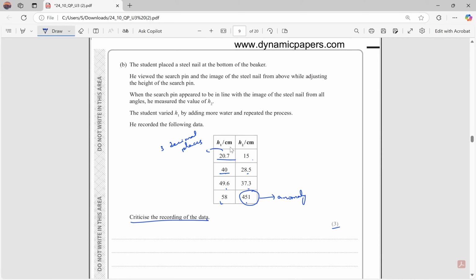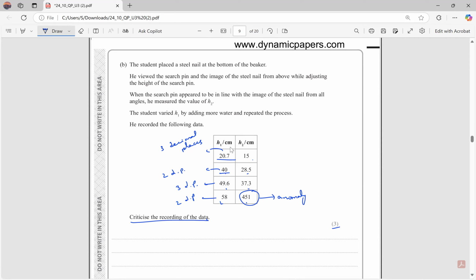The second reading is 40. That's just 2 decimal places. 49.6, 3 decimal places. 58, 2 decimal places. What does that tell you? The student was being careless.